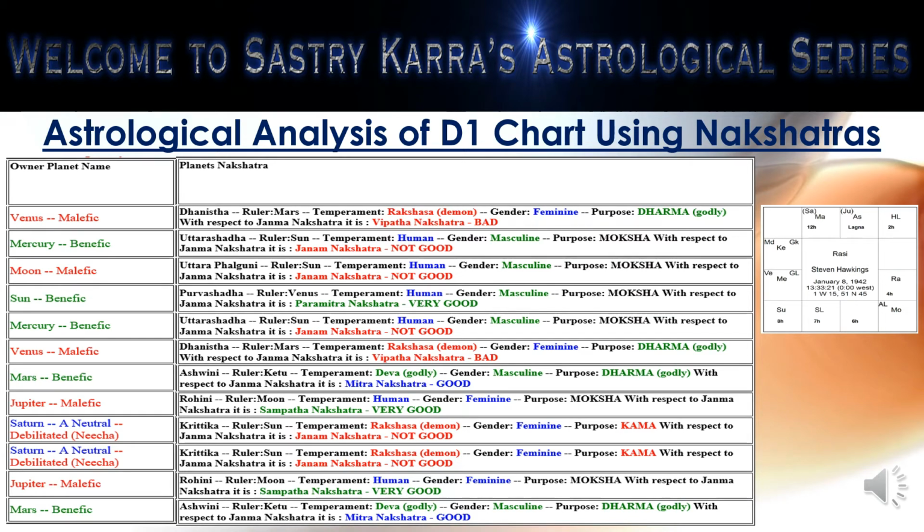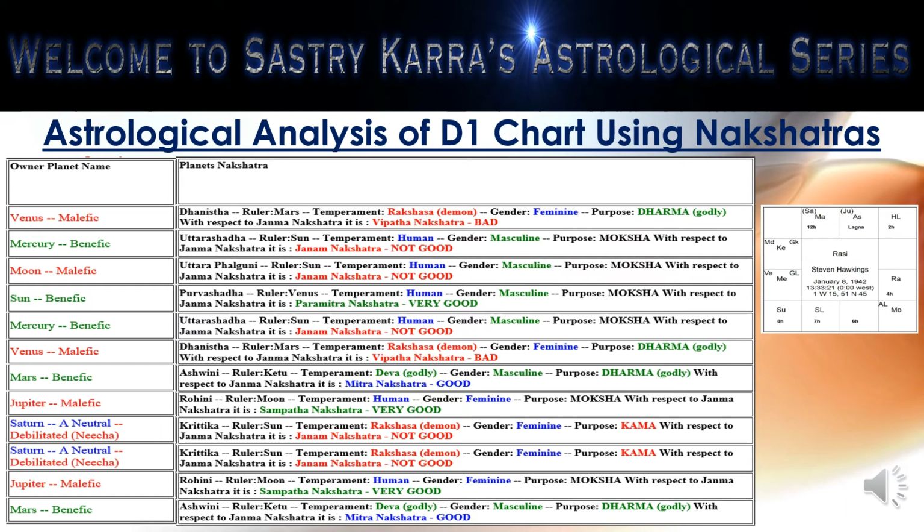The next one is Mars. Mars is residing in Ashwini nakshatra, and the ruler for Ashwini is Ketu. We know it is a Rakshasa nakshatra. So Mars will always behave like a Rakshasa nakshatra. That means either suck the blood or put some sort of violent behavior or something like that. And then when you look at the relationship between the Janma nakshatra and Ashwini, it is Mitra nakshatra. Oh, that's good. So that might be the reason why the native was able to survive.